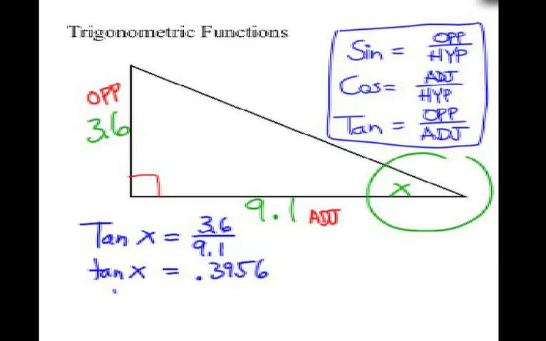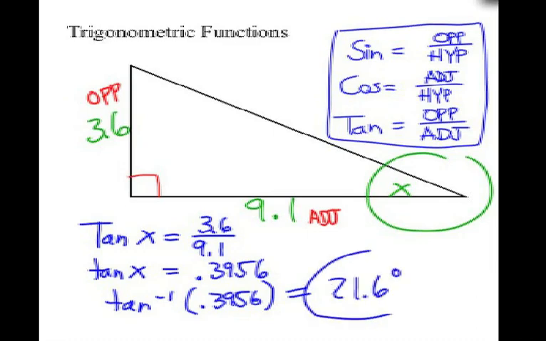So we use the inverse tangent, which is tan -1, of 0.3956, and that will give us our answer. So do the inverse tangent of that value, and it would be 21.6 degrees. Missing angle using inverse tangent. Good luck.